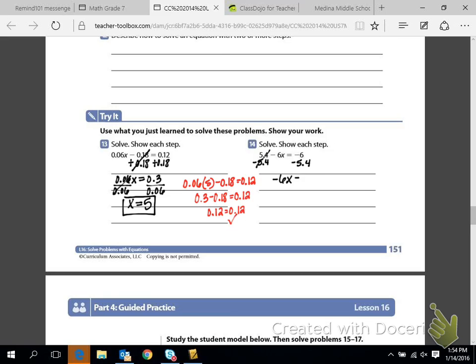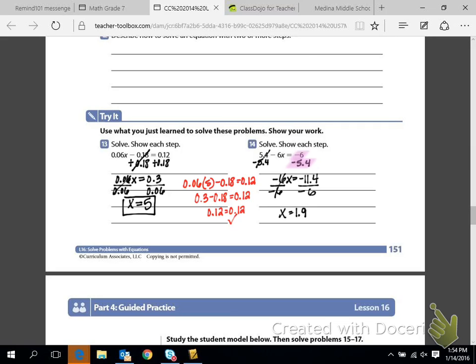I'm sorry, I left off my negative sign. That's a common mistake made, so we should always double check. We have -6 minus 5.4, which leaves us with -11.4. Now we will divide by our coefficient, and our coefficient is a -6 here. Make sure that you keep that negative with it. Divide by -6 on both sides to keep things balanced, and you are left with x is equal to 1.9.